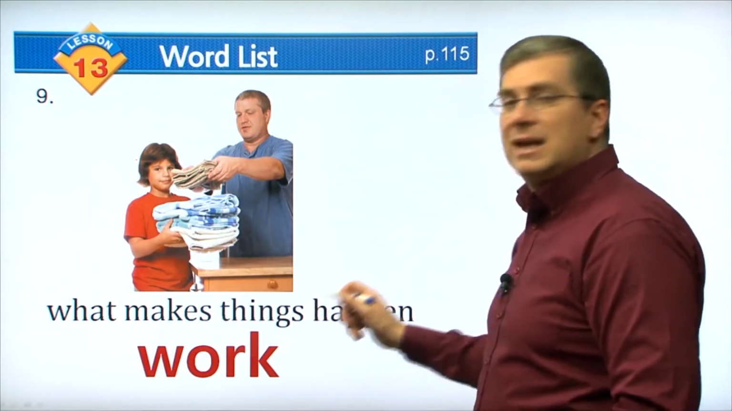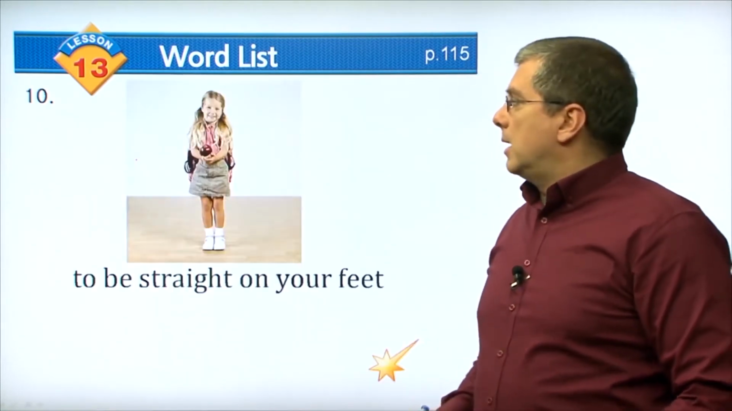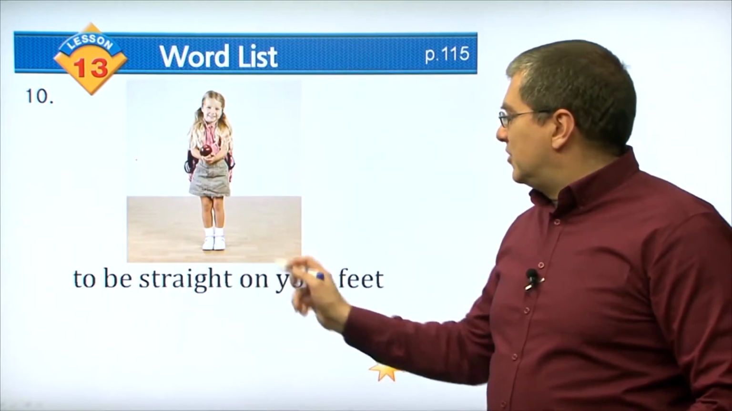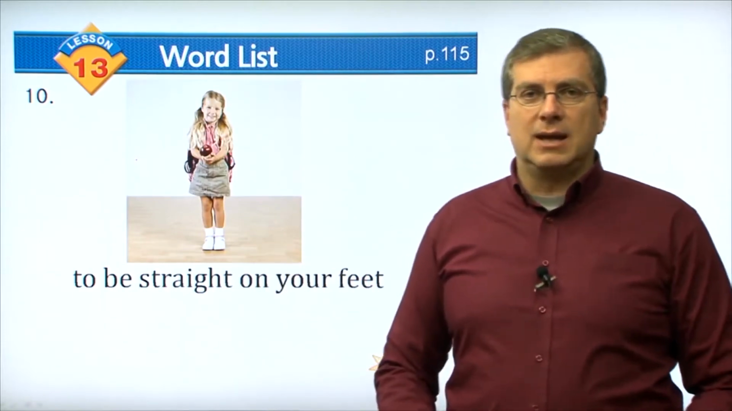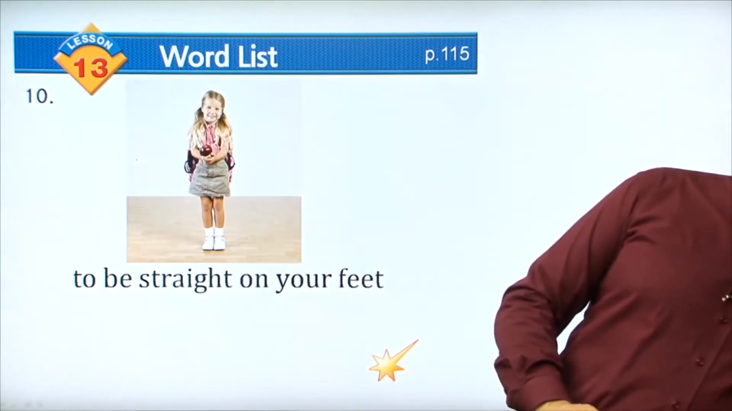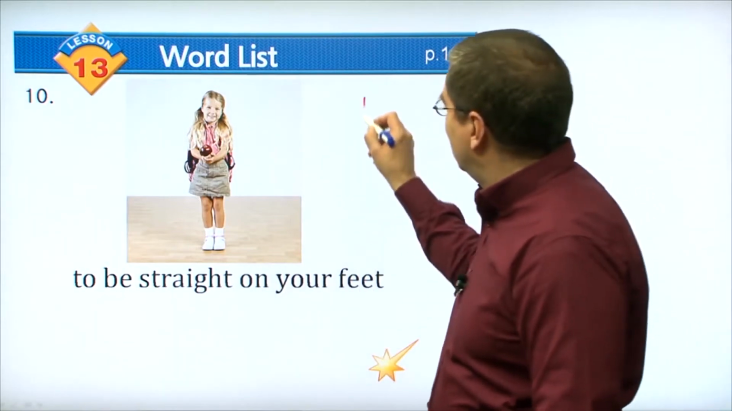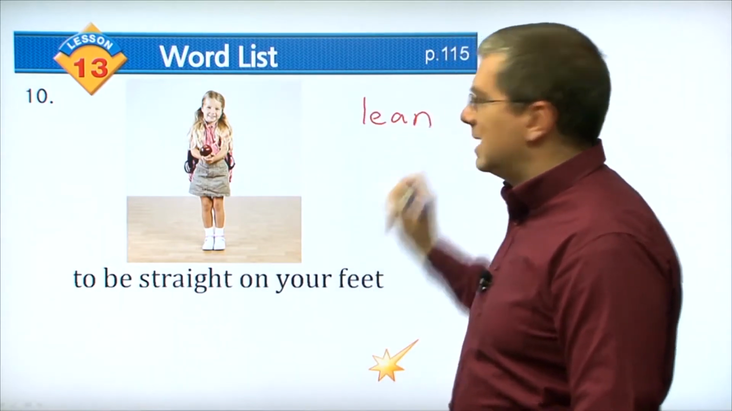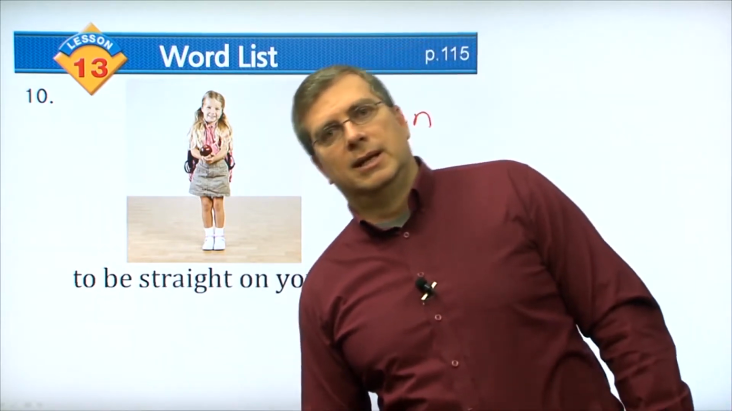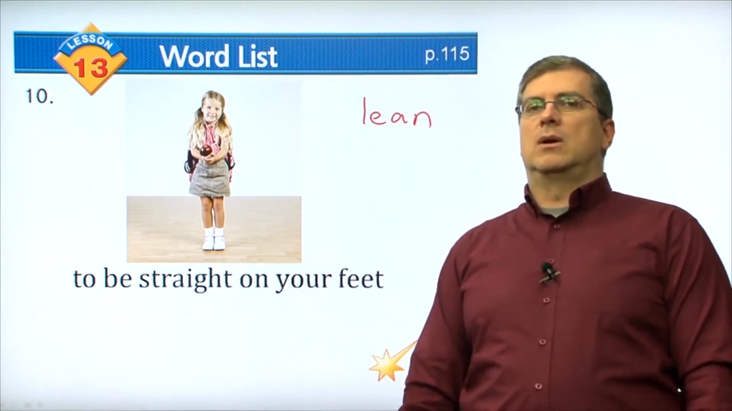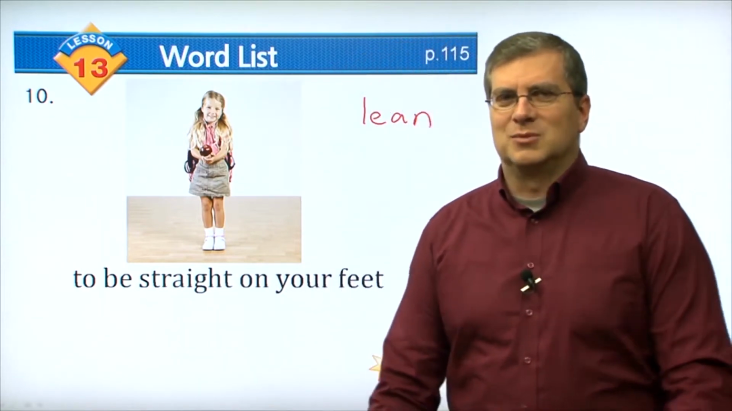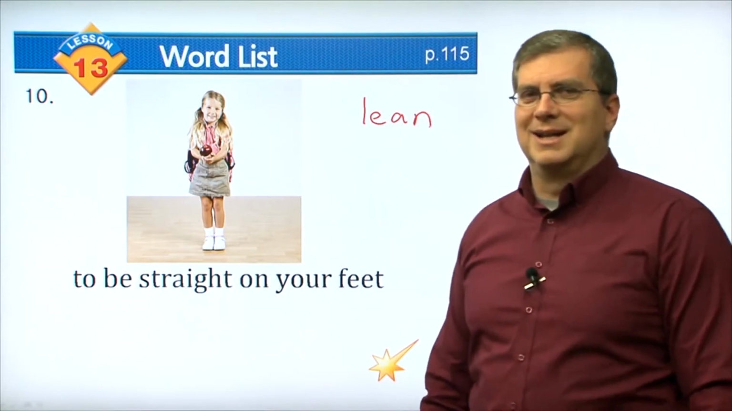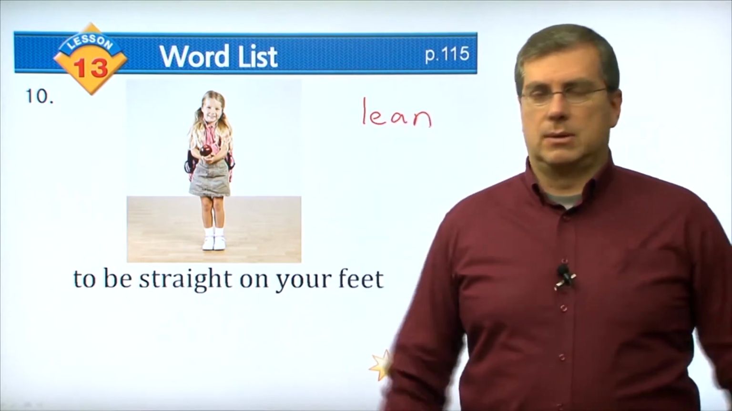It makes things happen. Okay, then we have number 10, to be straight on your feet. Not like this. Whoa, right? That's lean, right? If I do that, that's called to lean, right? I'm like this, right? Some people like to lean against the wall. Don't lean against the wall, especially not an elevator wall, right? You should stand up, right?